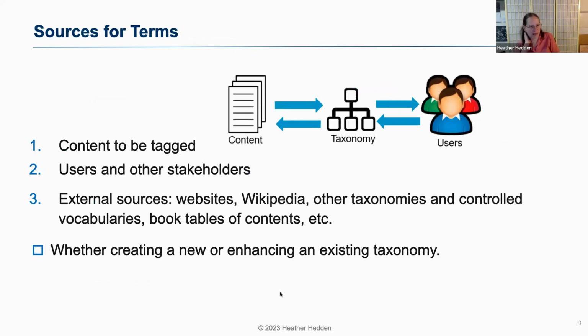So with that in mind, let's go into sources for terms. For a taxonomy, the sources are the content to be tagged, the users and other stakeholders, because remember, we're customizing to the content and the users. But you also then, third, look at external sources.